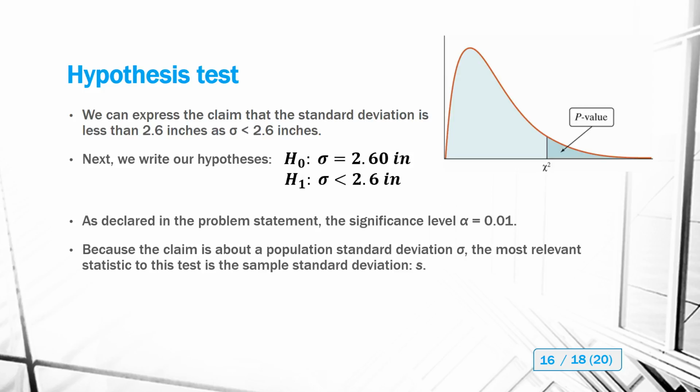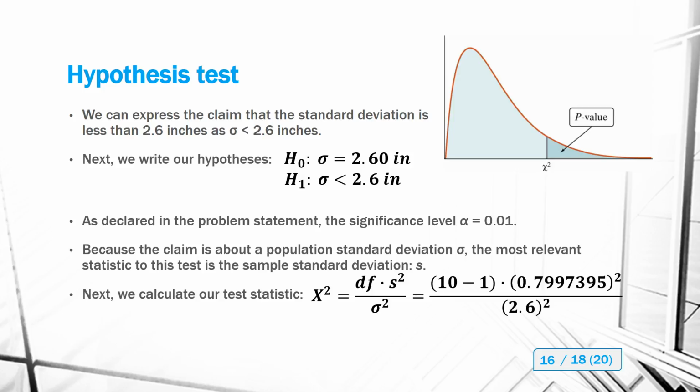We're testing a claim about a population standard deviation, so the most relevant statistic is going to be the sample standard deviation. We're ready to calculate our test statistic now. We do that with the formula we looked at earlier, so we plug in what we know. Degrees of freedom is 1 less than the sample size. Sample size is 10, so degrees of freedom will be 10 minus 1, which is 9. And we plug in the sample standard deviation and the population standard deviation, which is actually coming from our claim, the null hypothesis, sigma equals 2.6. So we're just going to plug that in here. Punch that out in the calculator, and out comes 0.852.